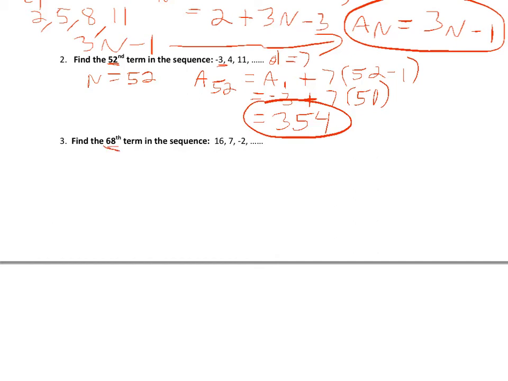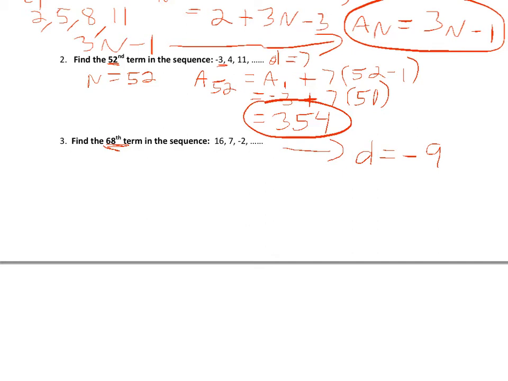Number 3 is the same type of problem. You want to find the 68th term. First thing you want to identify, what is the common difference? Now this, it goes down. So right away, I know my difference is going to be negative. And then I can see I have to keep subtracting 9. 16 minus 9 is 7. 7 minus 9 is negative 2. So my difference is negative 9.